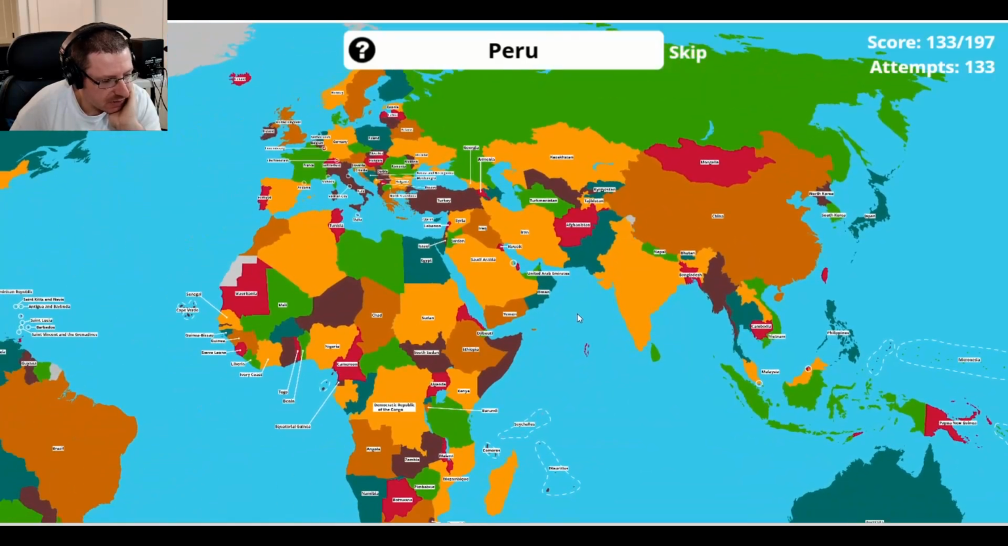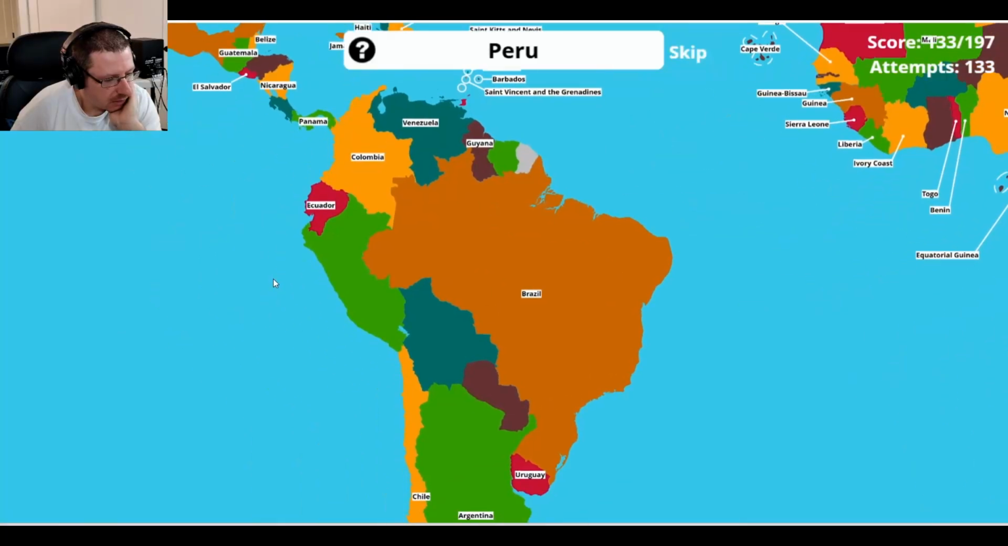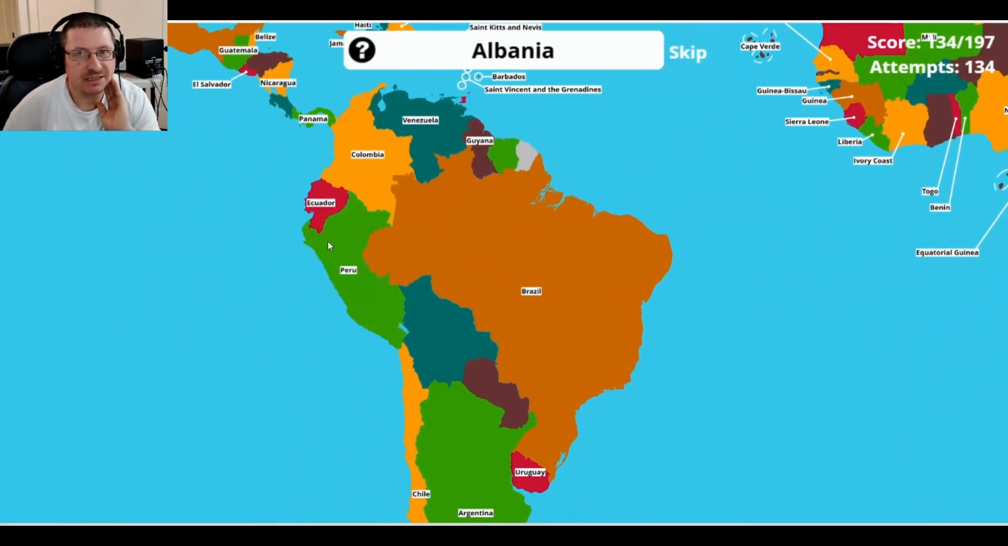Peru, there's a couple cool things about Peru. Peru is right here. Peru has the most alpacas in the world. I think it's like 70 to 80% of the world's alpacas live in Peru. There's also a river in Peru that reaches like 200 degrees. It's like a boiling river.